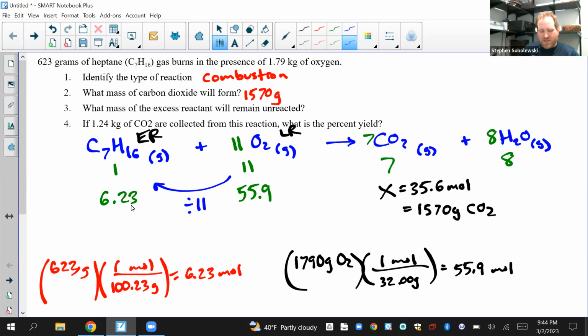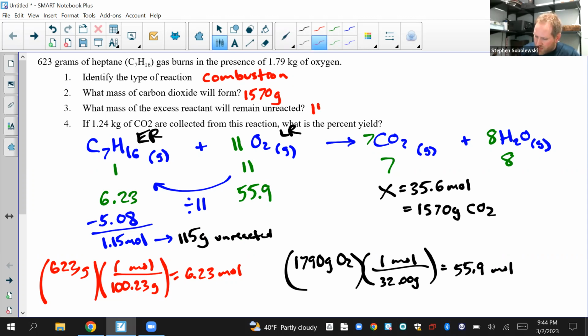55.9 divided by 11 gives me 5.08. So 5.08 will react. So I'm going to say minus 5.08 to see how much we have left over. 6.23 minus 5.08 is 1.15 moles remain unreacted. We're looking for mass. So I'm going to multiply that by this molar mass, which we already found down here. 1.15 times 100.23 gives us 115 grams unreacted. So 115 grams.